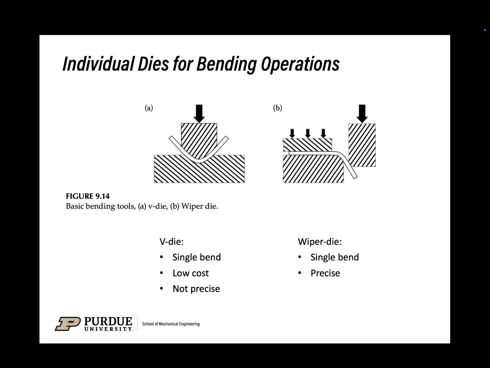And on the right hand side, this is called wiper die, which is the second type of dies for bending operations. The wiper die can also perform a single bend. And since you can control the location of the sheet metal, you can get a precise bending.